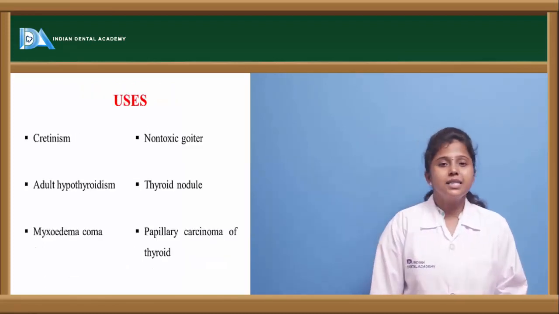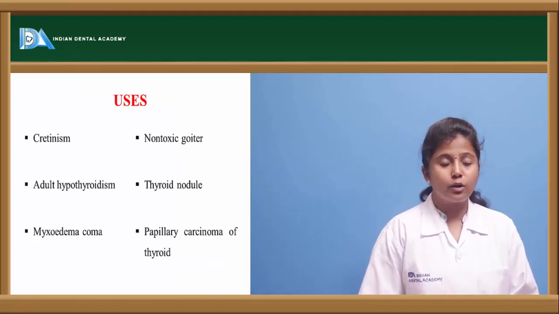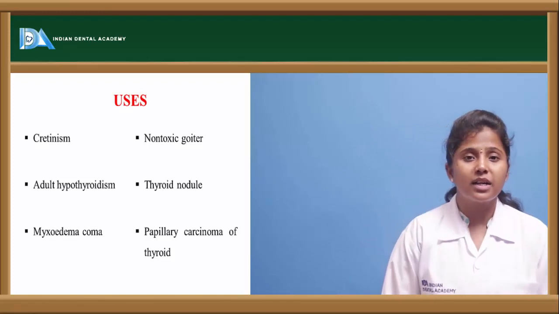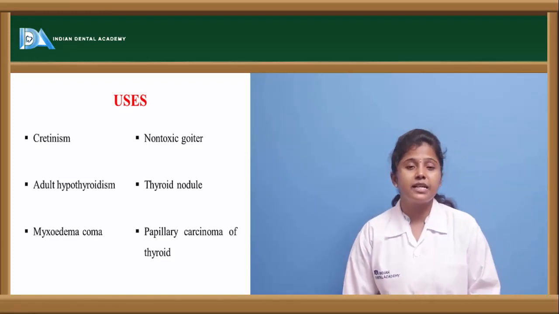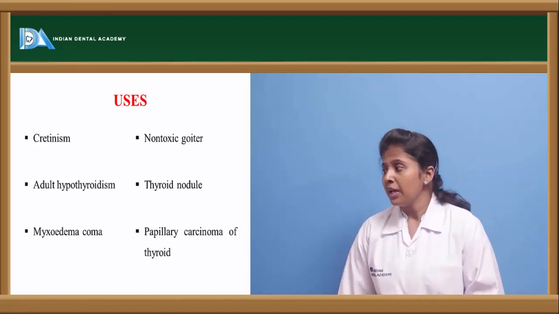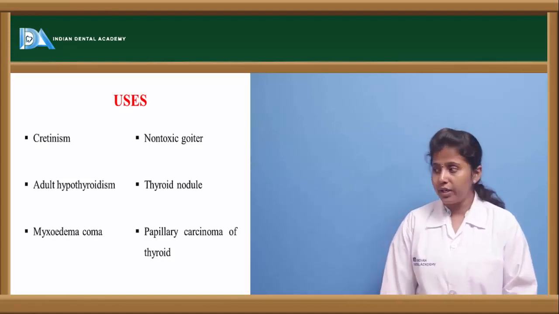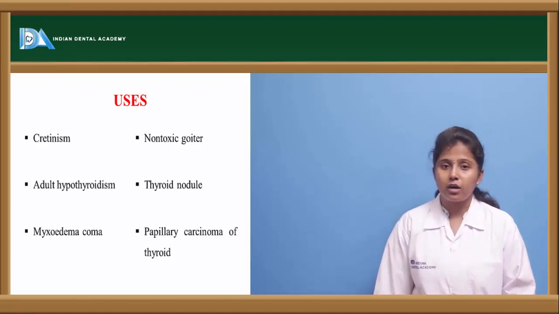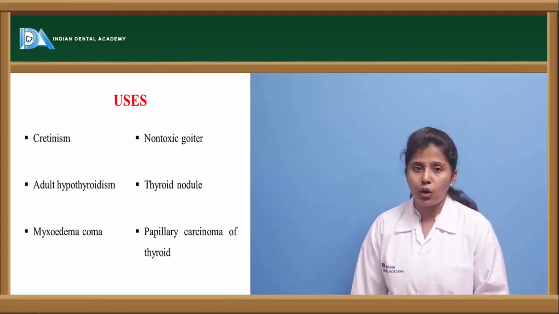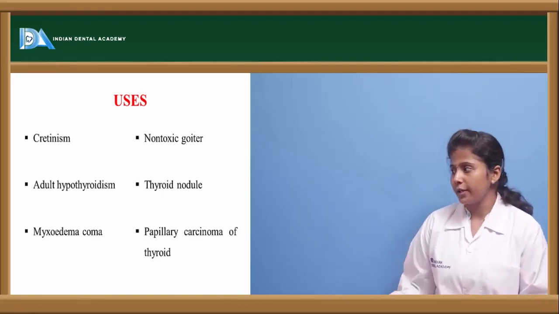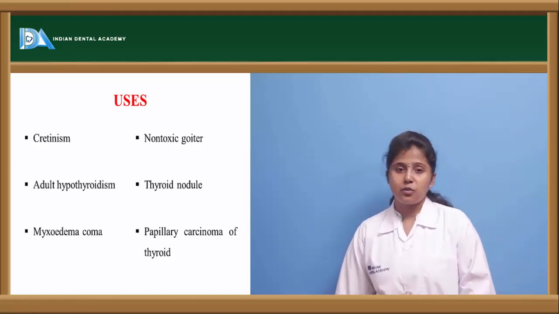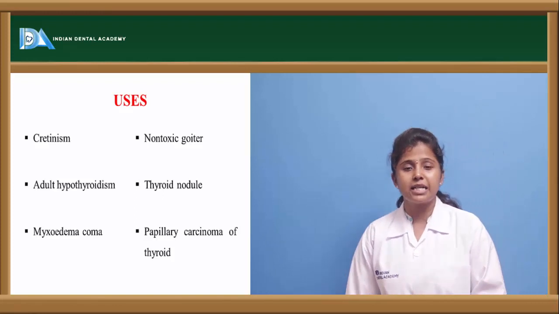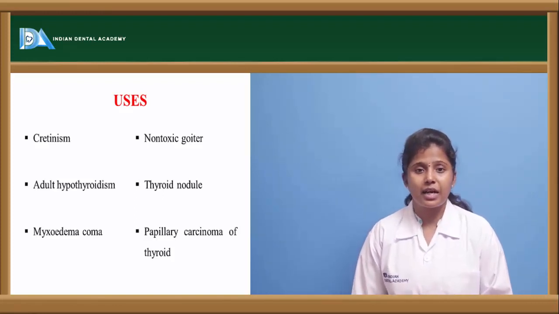Let us see the uses of these thyroid hormone supplements. They are used in cretinism, a condition where the physical and mental status of a person can be impaired, and in adult hypothyroidism, myxedema coma, non-toxic goiter, thyroid nodule if there is any nodule formation in the thyroid gland, and papillary carcinoma of the thyroid, which is a cancer of the thyroid gland. In all these conditions, these thyroid supplements are given.